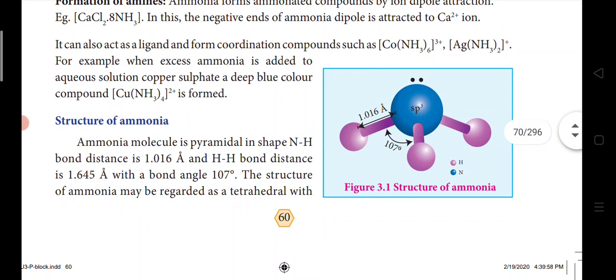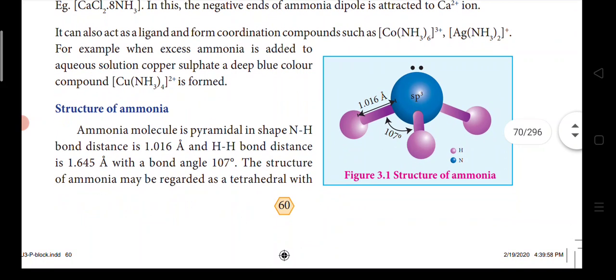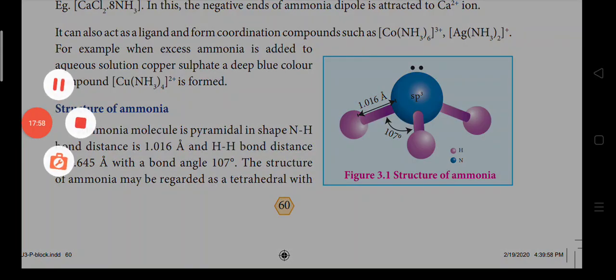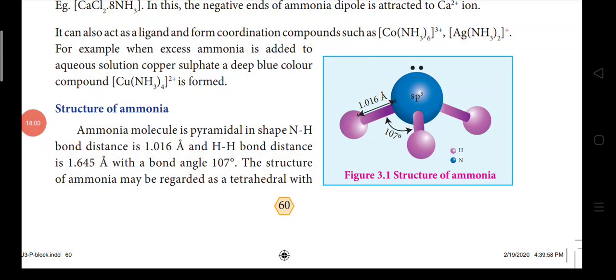For example, when excess of ammonia is added to an aqueous solution of copper sulfate, a deep blue colored compound is formed. And finally, moving on to the structure of ammonia, a 3-mark question, very important. The ammonia molecule is pyramidal in shape. So what is the shape of ammonia? It is pyramidal in shape. The NH bond distance, can you see here, is 1.016 angstrom, the HH distance is 1.645 angstrom, and the bond angle is 107 degrees.